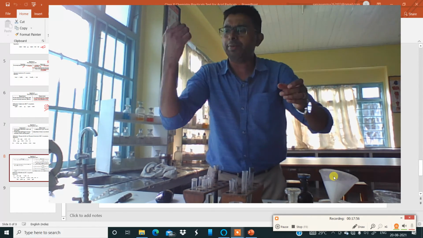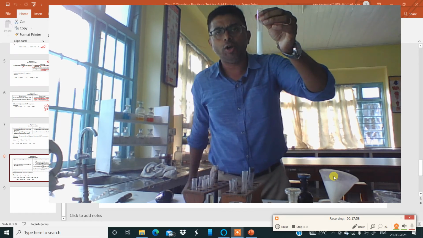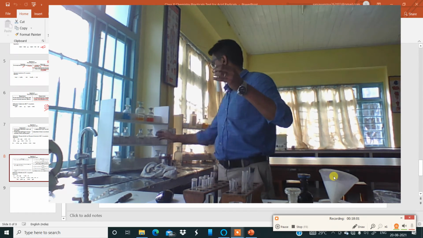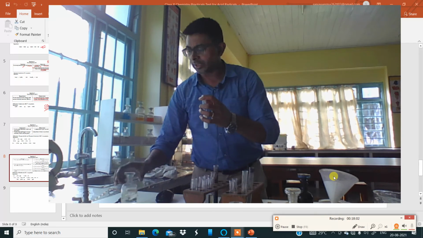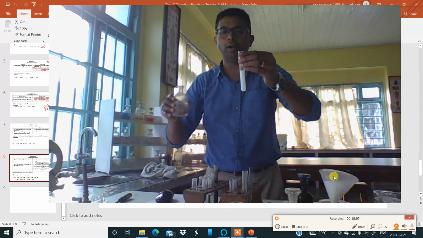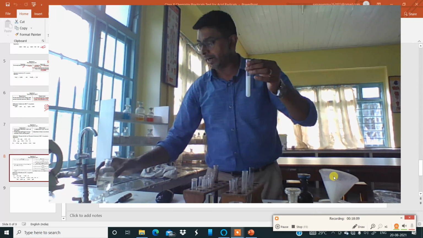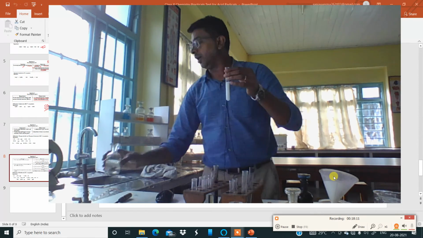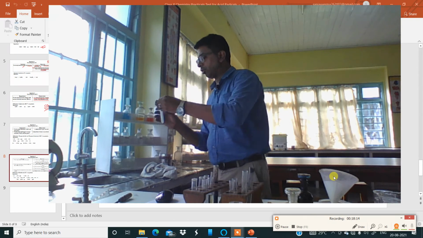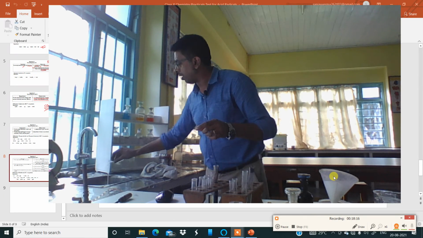Now this curdy white precipitate is insoluble in nitric acid. That also I will test. If I put dilute nitric acid over here, it will not dissolve at all. But this curdy white precipitate is soluble in excess of ammonium hydroxide.